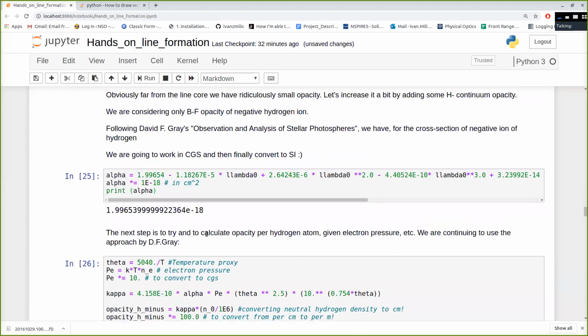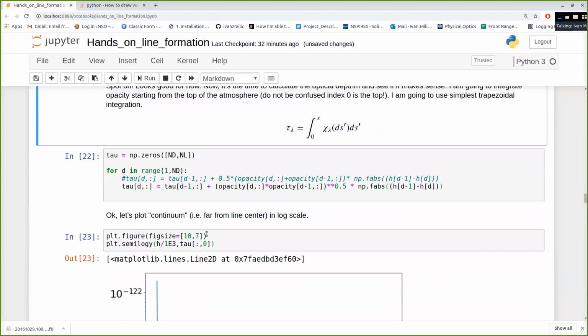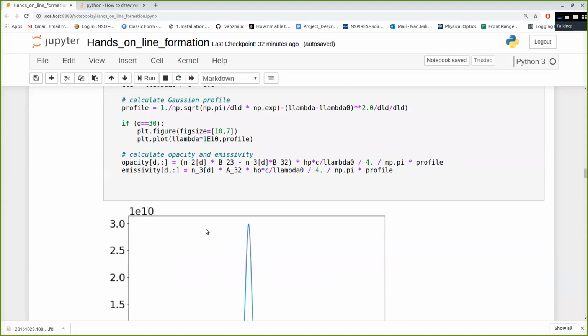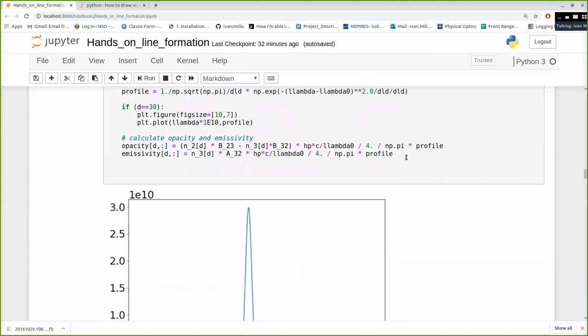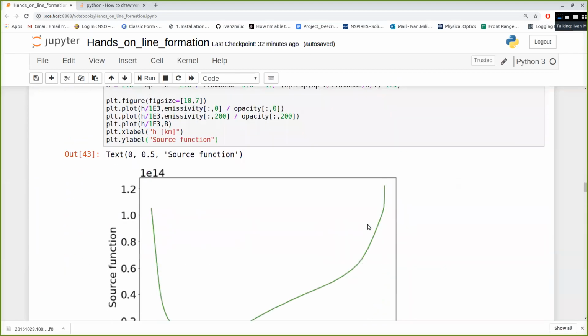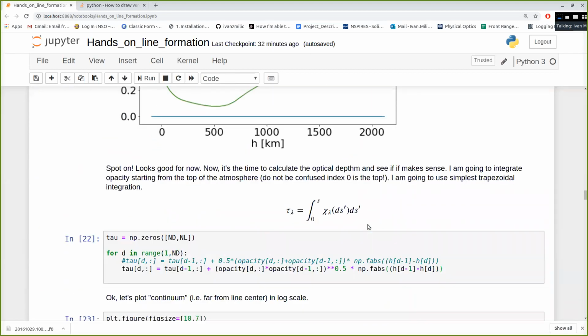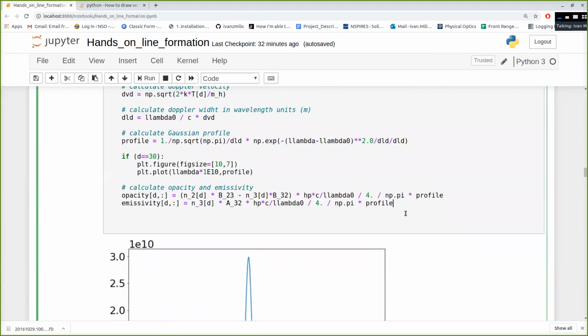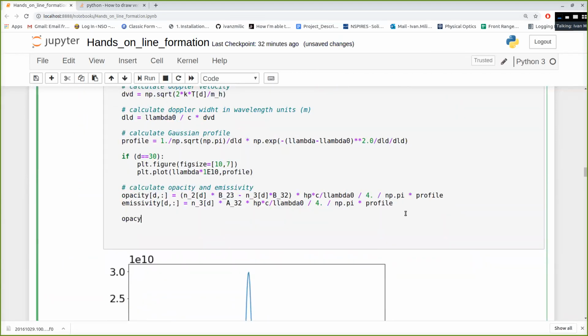Okay, so the way I'm going to do that is I'm going to go here, and before adding continuum opacity, let's just do it here so that we know. We're going to make the opacity 100 times smaller.